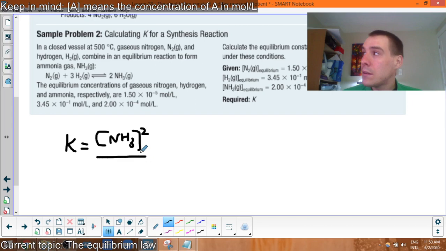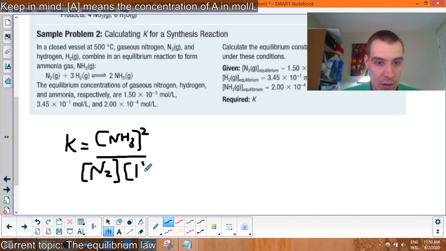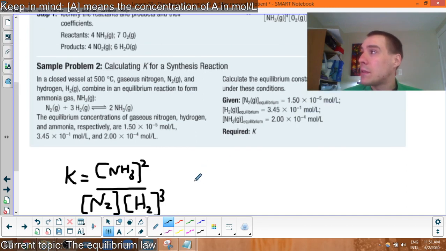divided by, now the reactants, the two reactants, we have just N2 just by itself because there's no number in front of it, just N2, and H2, but H2 has a 3 in front of it, right? H2 has a 3 in front of it, so it's to the power of 3. And we need to actually figure out this expression, like what it's actually going to be. And so we just substitute these values in.